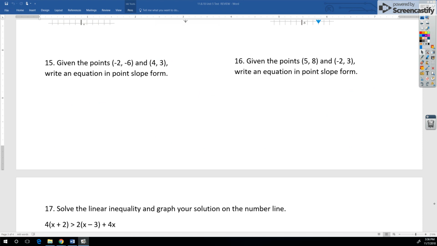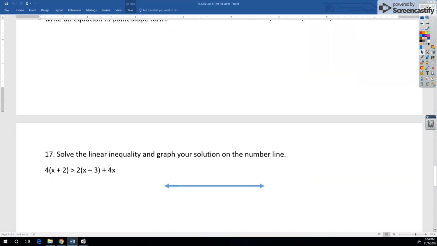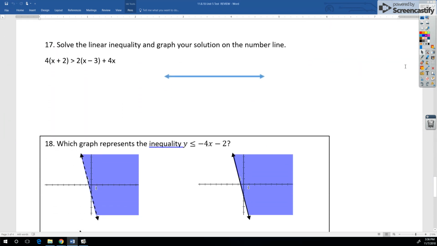Okay, almost done. Blast from the past, linear inequality. So I've got distributive property here. 4 times x, 4 times 2. 4 times x is 4x. 4 times 2 is 8. 2 times x, 2 times negative 3. And then I'm adding in my 4x. I've got some like terms on the right side, not on the left, but I have 2x and 4x.